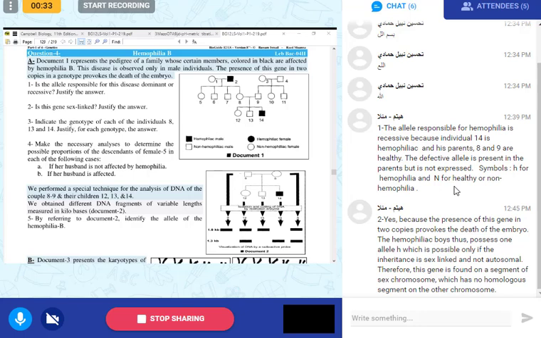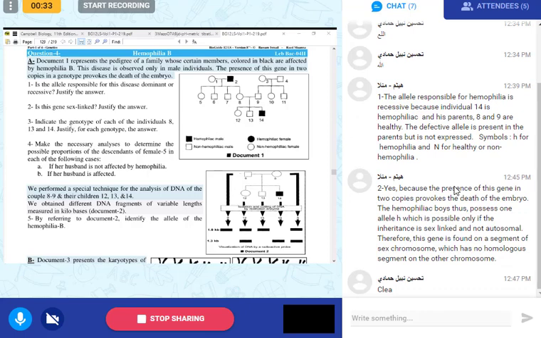So to survive and be affected, you should have one copy only. How can we do this with one copy? So for sure, it should be gonosomal or sex-linked. Clear? Okay, thank you, Muhammad.